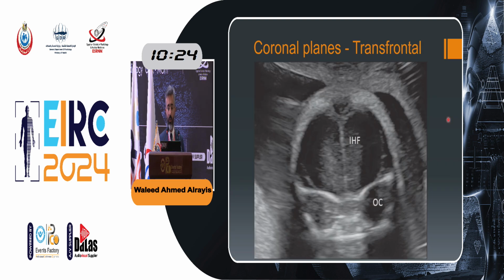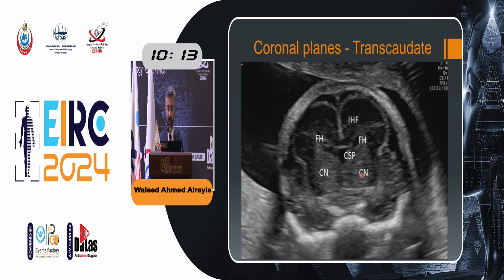Our first view of the coronal planes is the transfrontal plane. Here we can assess the interhemispheric fissure, the frontal cortex, and the orbits. Our second plane is the transcaudate plane. As well, we can assess the interhemispheric fissure, the frontal horns, the caudate nucleus, and the cavum septum pellucidum.